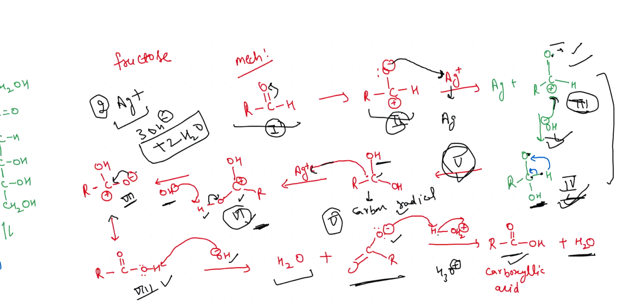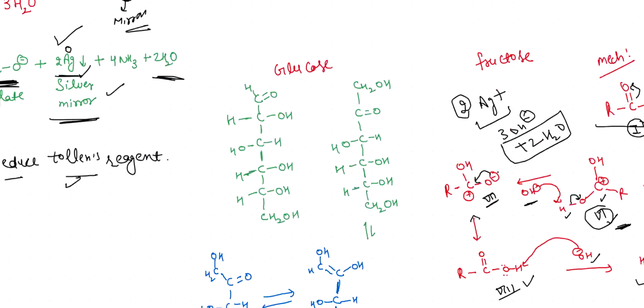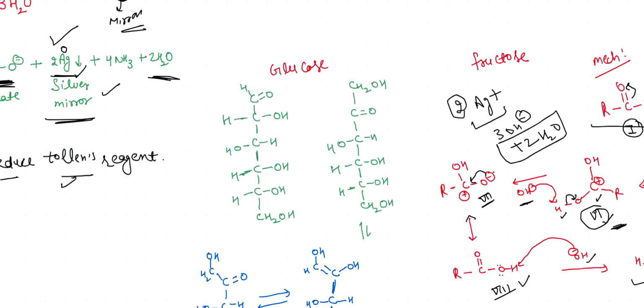So this is all about the mechanism. So from it, it is very clear that only the aldehydes can be oxidized using Tollens reagent. But there is also one exception. What is that exception?